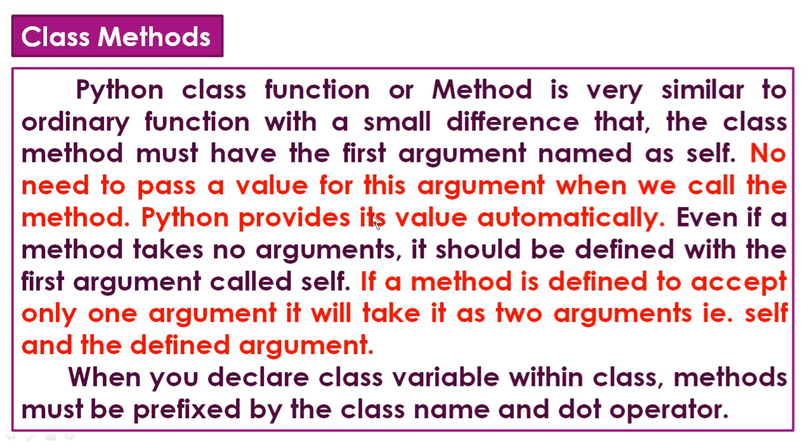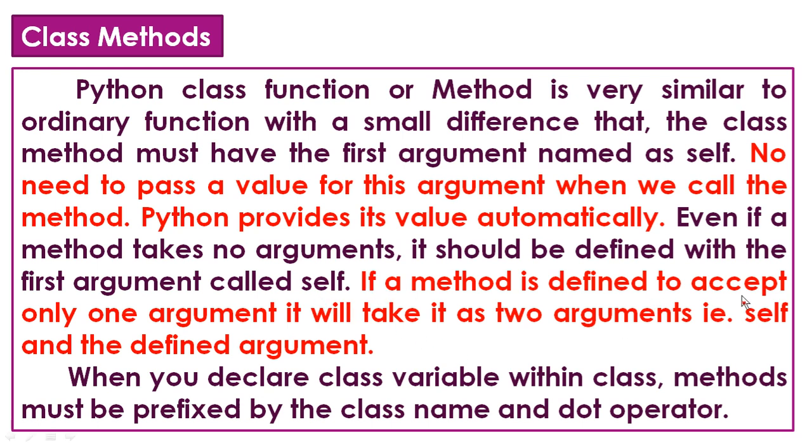No need to pass a value for this argument when we call the method. Python provides its value automatically. Even if a method takes no arguments, it should be defined with the first argument called self. If the function contains no arguments, the first argument must be the self.